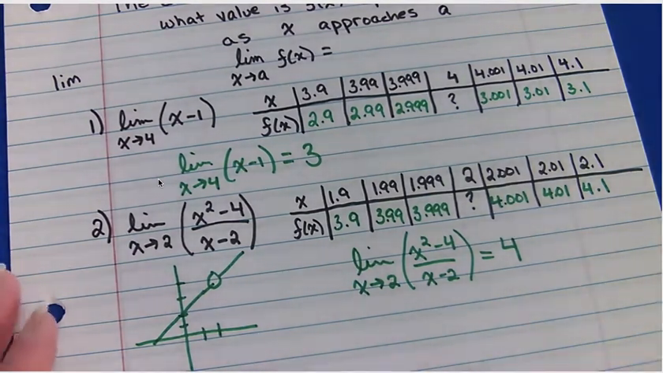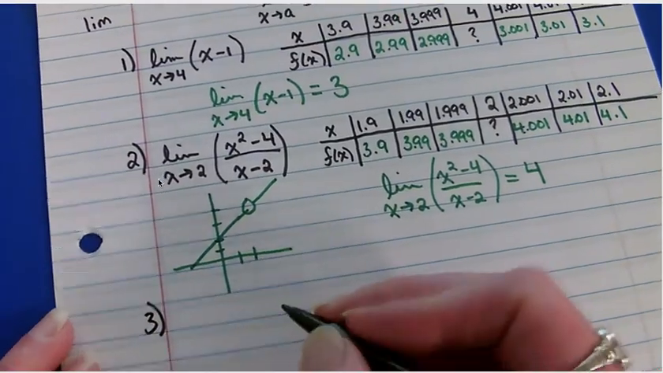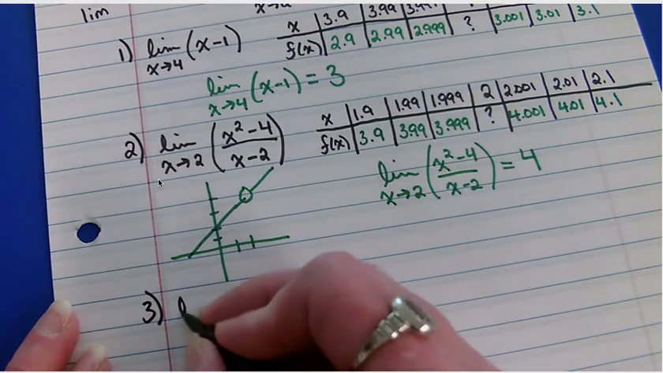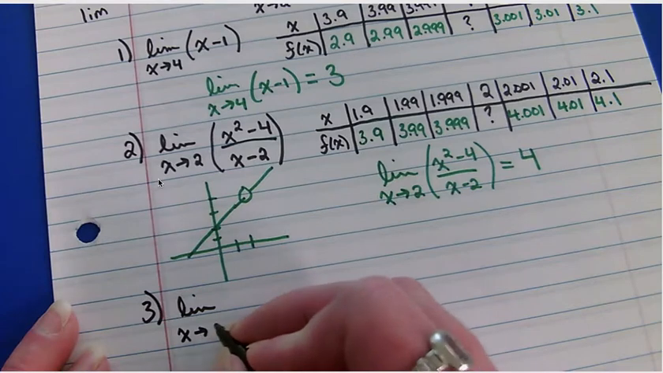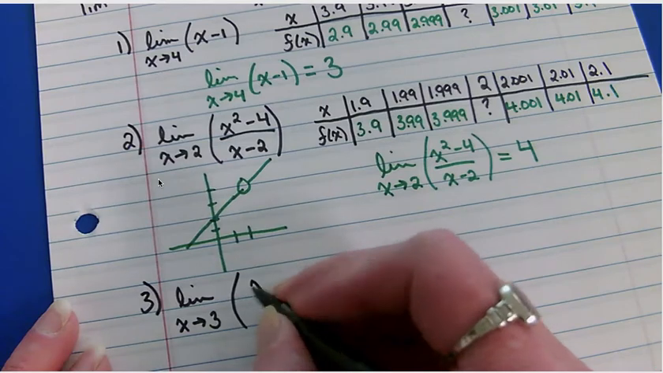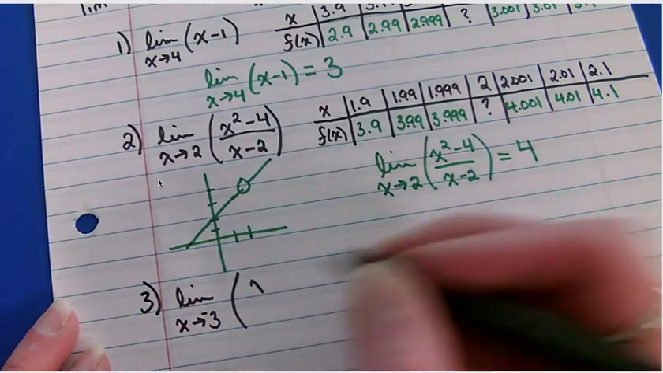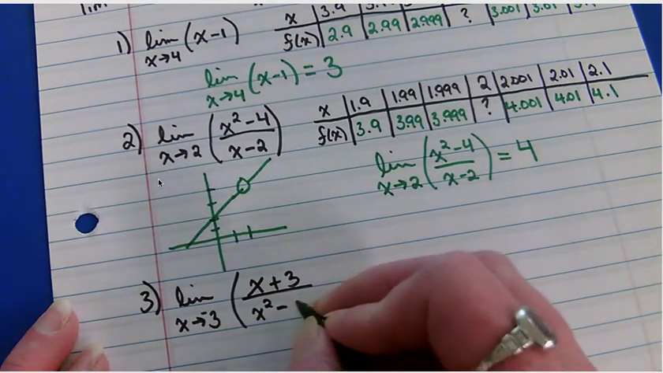Let's try one more. Let's see which one I want to use next. Oh, that looks like a good one. Okay. The limit as x approaches 3 of, actually let's make that a negative 3. Ooh. x plus 3 over x squared minus 9.